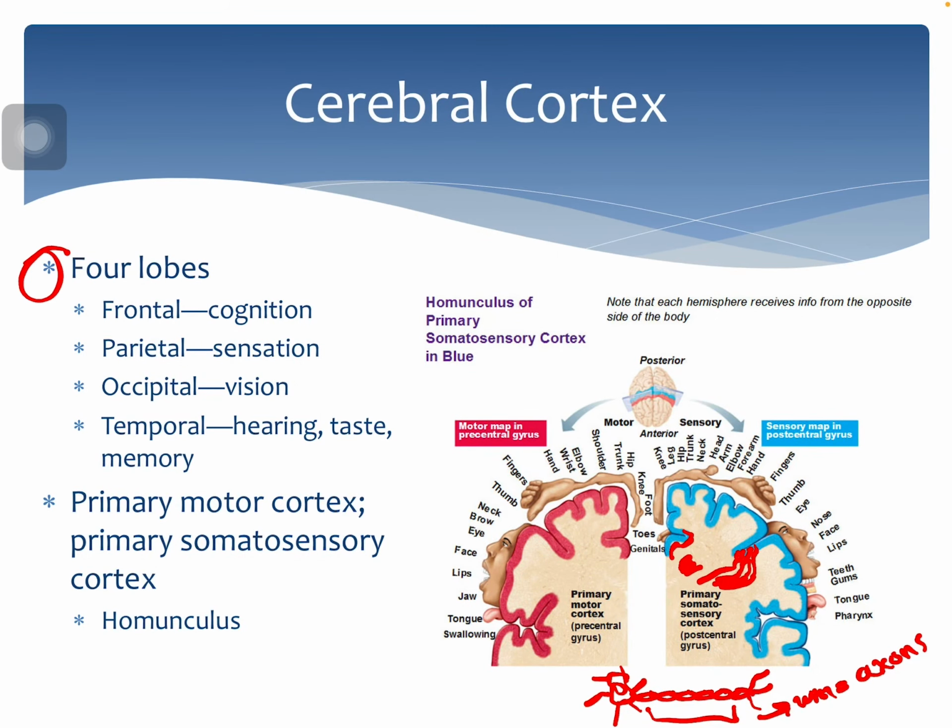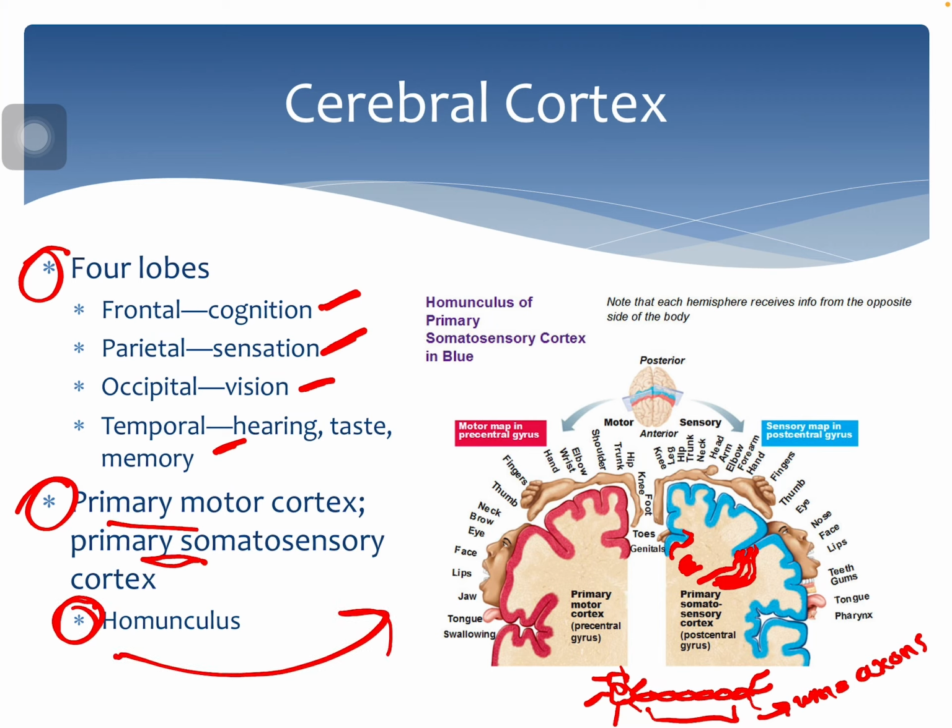We talked about the four lobes, and I touched on this already. The frontal lobe is really important for cognition. It's really important for decision making, those higher level processing. Parietal lobe is important for your sensations because it has the somatosensory cortex. The occipital lobe, which is in the back of the brain, is really important for vision and visual processing. And the temporal lobe, which is located over your ears, is really important for things like hearing, taste, and memory.